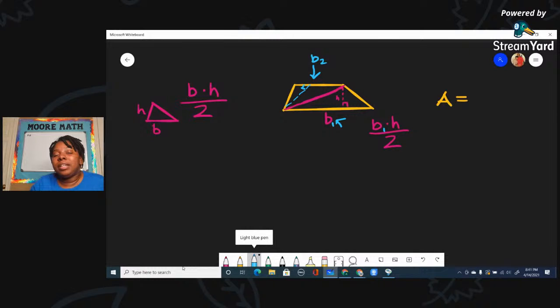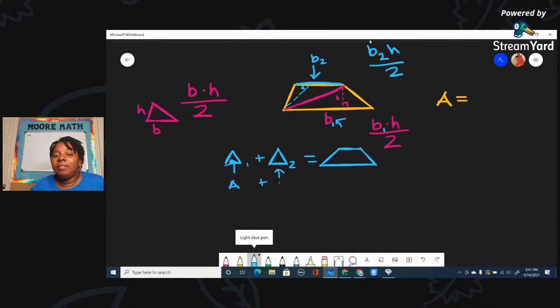But a triangle is going to be base times height divided by 2, right? It's just a different base. So it's base 2 times height divided by 2. So I have triangle 1 plus triangle 2, and that gives me my trapezoid. To find the area of the trapezoid, I'm going to find the area of triangle 1 and add it to the area of triangle 2, and that would give me the area of the trapezoid. And that's how they got the formula.